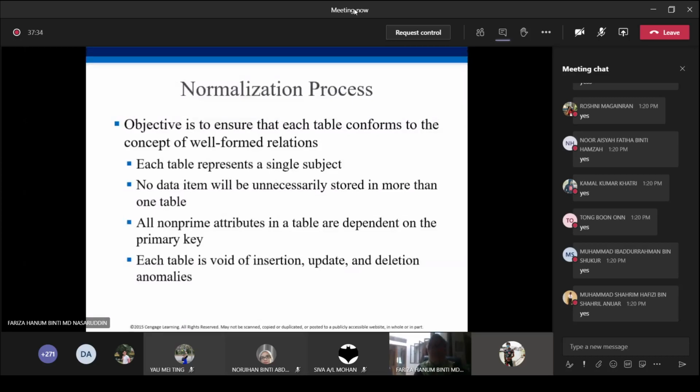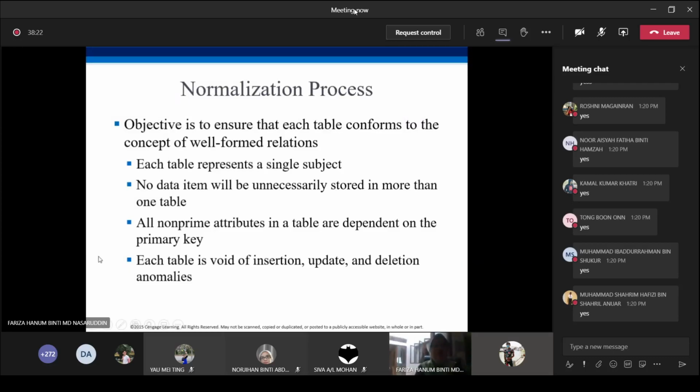So the objective of the normalization is to ensure that each table conforms to the concept of well-formed relation, meaning that each table must represent a single subject. So your table should be about a single subject. Like if it's about student, your table should be about student only. It should not have other additional stuff in the table. Because if it does, doing the normalization process would actually show you that. Okay. No data item will be unnecessarily stored in more than one table. So you will not have unnecessary data, no redundancy. In other words, you don't have redundancy.